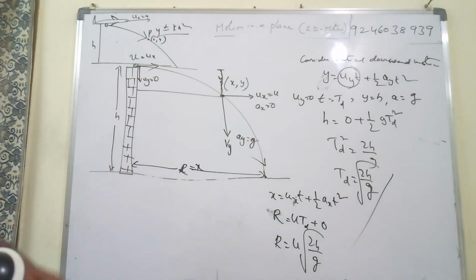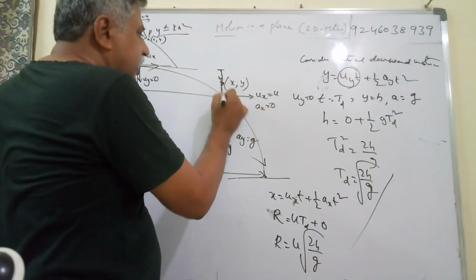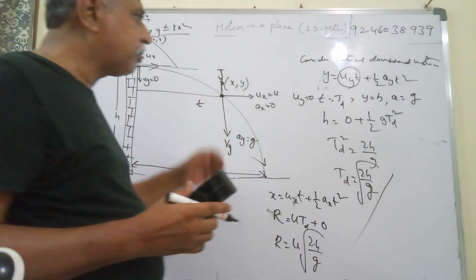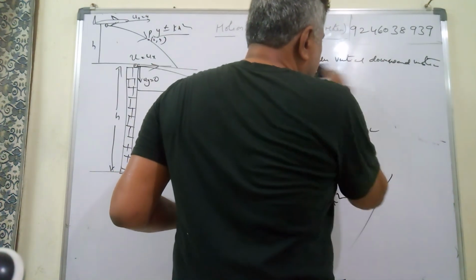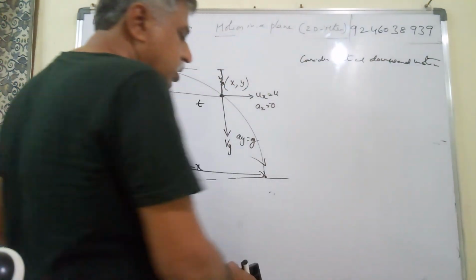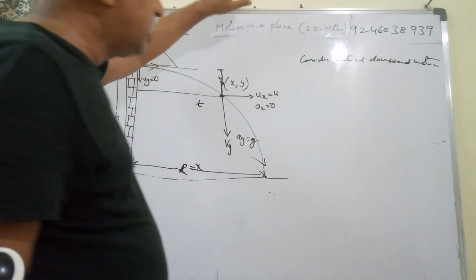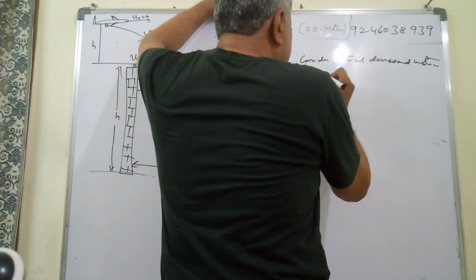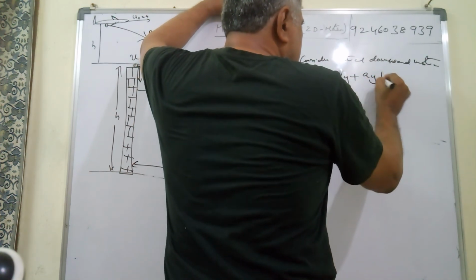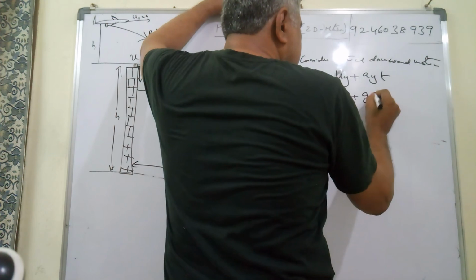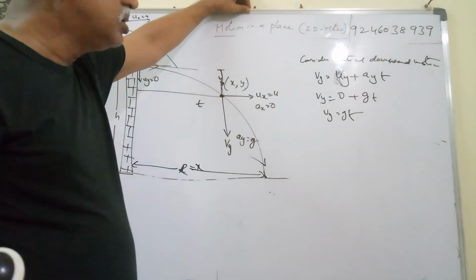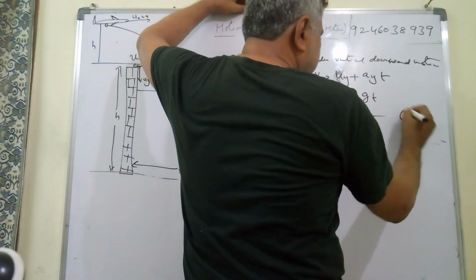Next, the velocity of a body on reaching this point at any instant after time t seconds. What is the velocity of a horizontal projectile we want to find out? Consider vertical downward motion. Vy we get: in a time t, velocity becomes uy, which is 0, plus gt. So vy is equal to gt. It is the equation for vy.